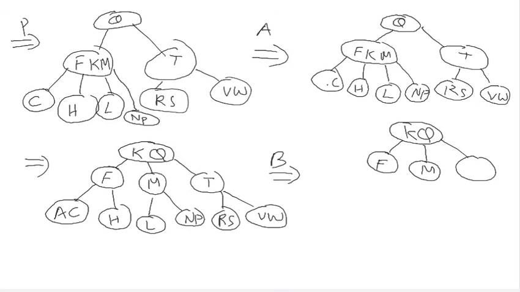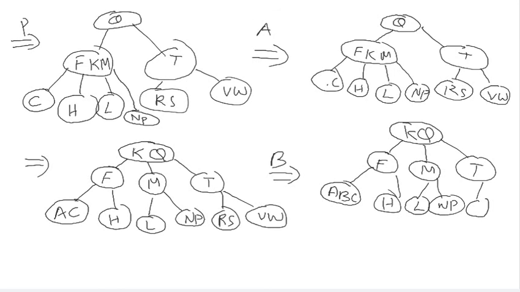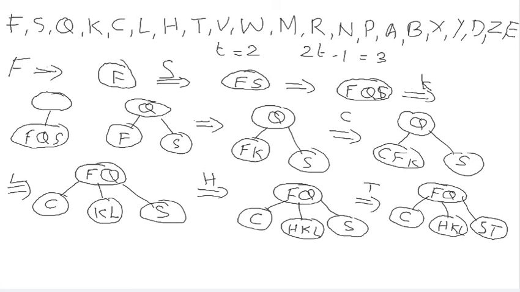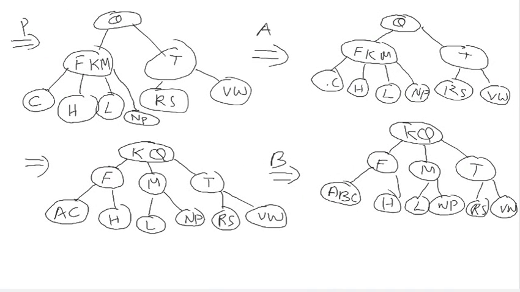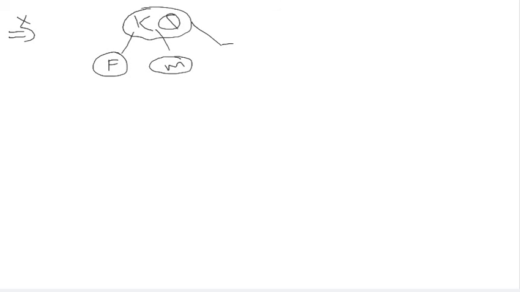Okay, after B, X by D is a D. We need to insert X. X will go to W, X. Okay, so after inserting X, we have K, Q, we have F, M, T, and to the left of this we have A, B, C. To the right of this we have H, and here we have L and N, P. So here we have R, S and V, W, X. Is that right? V, W, X. Okay. Now we need to insert Y.